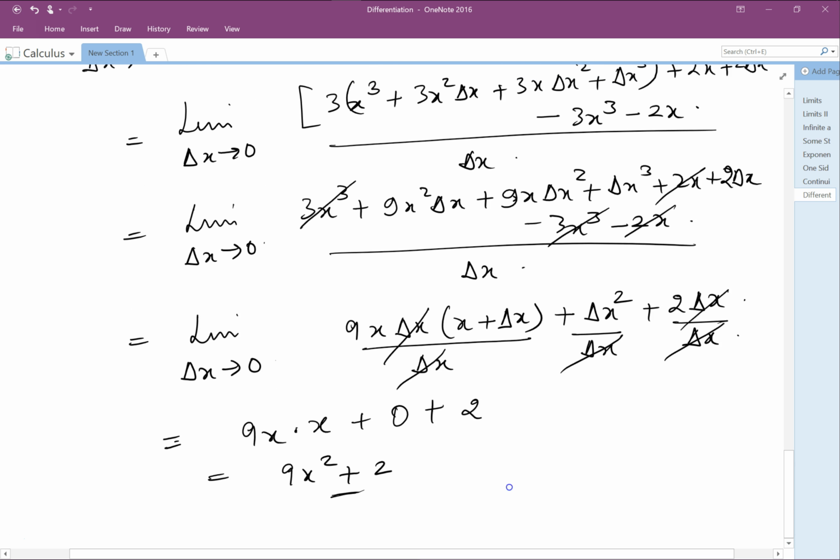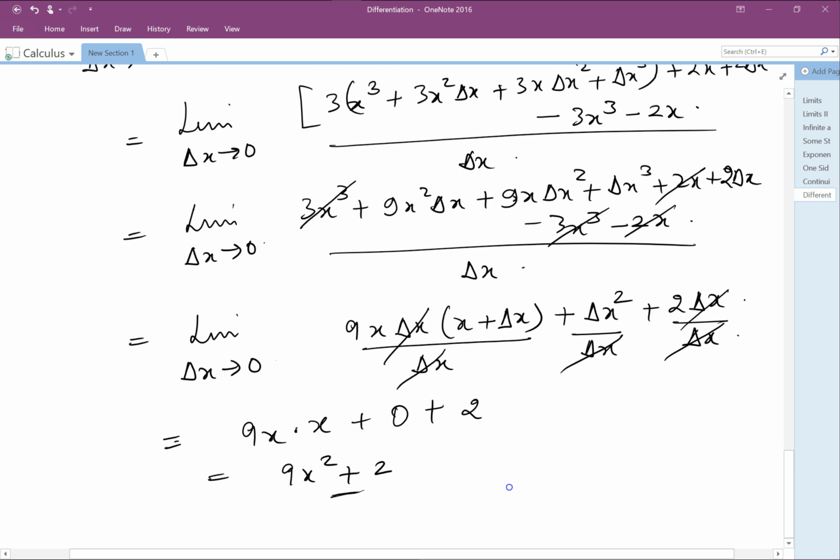That means if I want to know the slope of this function at x equal to 2, what I have to do? I have to find the derivative, and in this derivative I substitute the value of x. So 9 times 4 plus 2, 9 4s 36 plus 2, which is 38, is the slope at x equal to 2. So that's how the thing works.